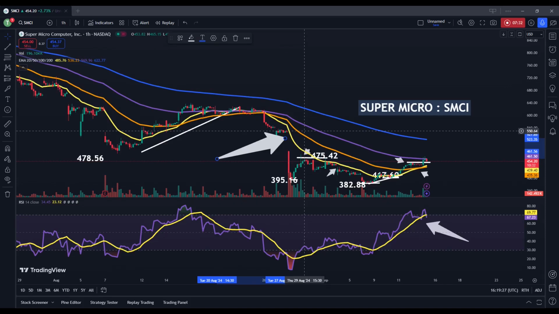So here's the current stock market update for Supermicro Incorporated, stock ticker SMCI.